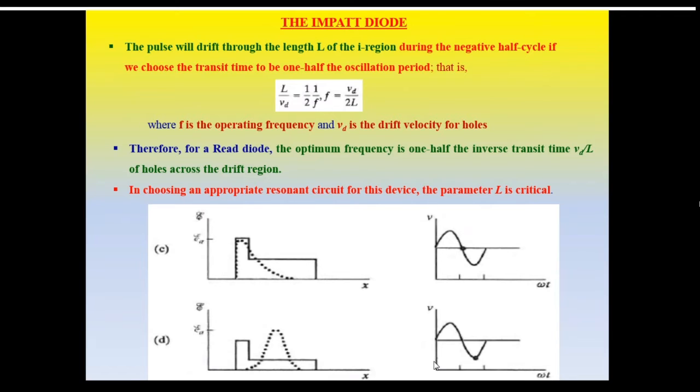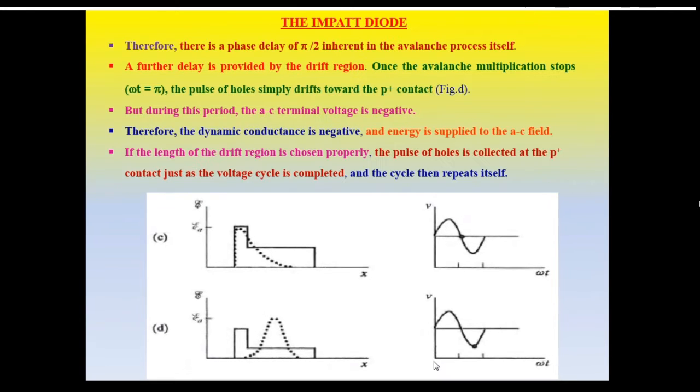And the concept behind this is that the pulse of holes collected at the P plus junction comes from the avalanche multiplication process at the N plus P junction. It moves towards the I region, covers a certain distance, that is a certain length L, and reaches the P plus contact.